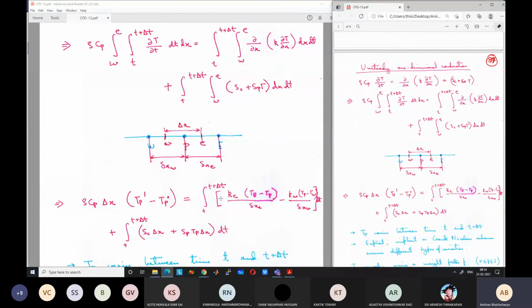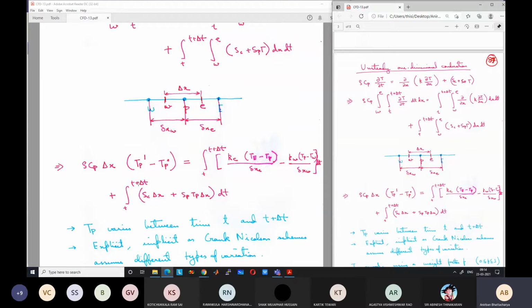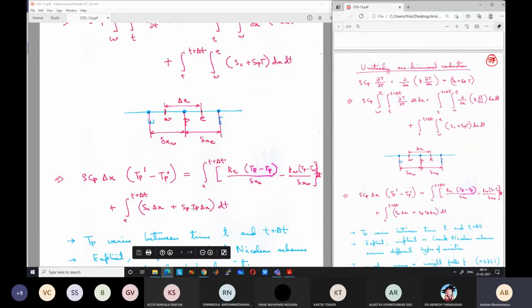Same thing for the source term also, integration over time. Then if you integrate over space, you are left with Sc into delta x plus Sp Tp delta x, because we are assuming that Sc and Sp Tp are constant over the entire control volume, sorry, not domain, over the entire control volume. So into dt. Any questions?